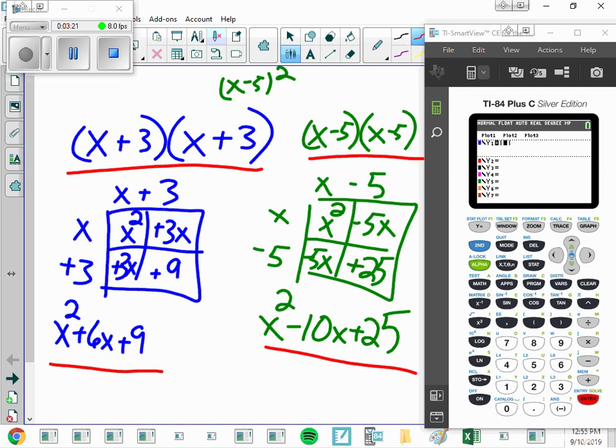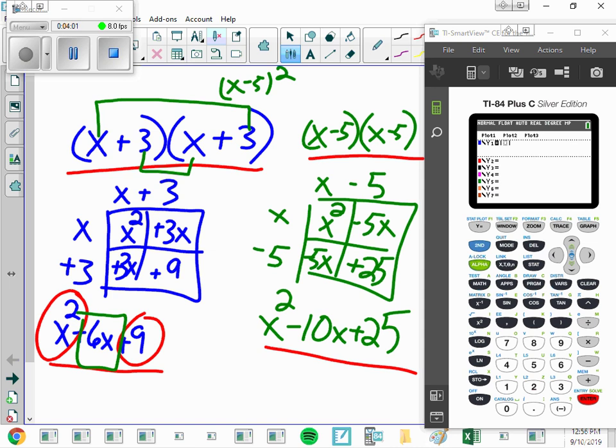It's the outside times the inside. So this is easy, x times x. And this is easy, 9 times 9. But it's the middle one that gives us a little bit of trouble. And it's really just the outside times the outside and the inside times the inside. Or really, it's the outside times 2. Right? 6x is twice as big as 3 times x.